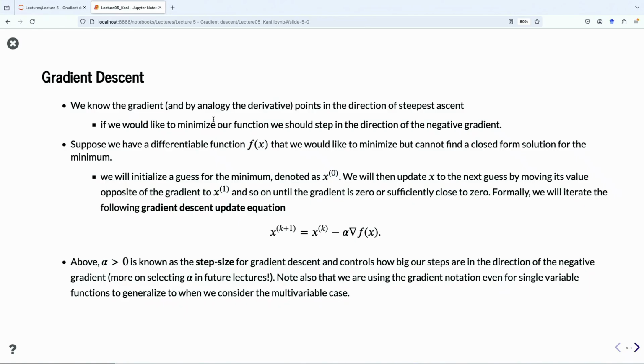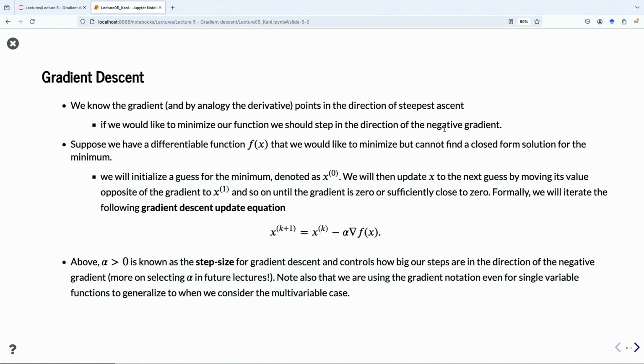So if we want to minimize our function, we have to step in the direction of the negative gradient. We already saw that with the iterative algorithm. We basically perturb the function a little bit. We take a step to the left, take a step to the right. We take the step, the direction, the left or right, that leads to a smaller value.